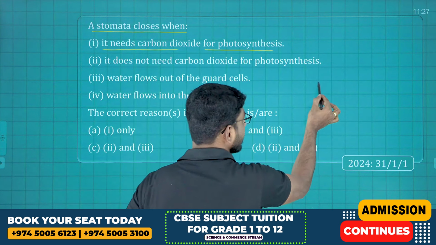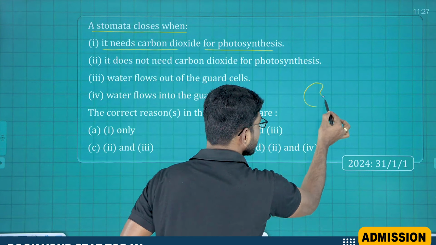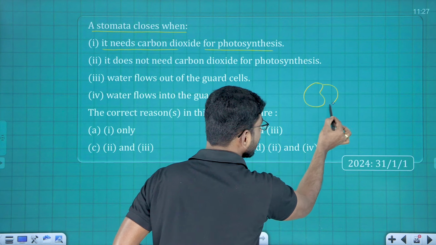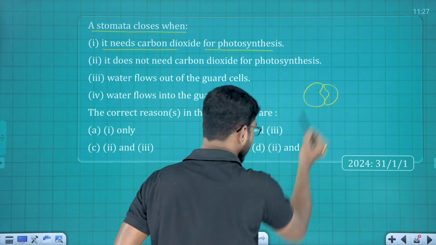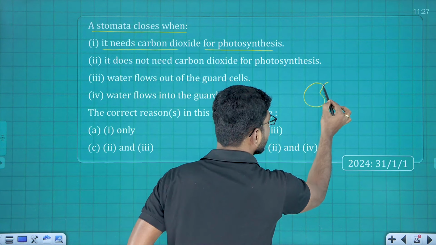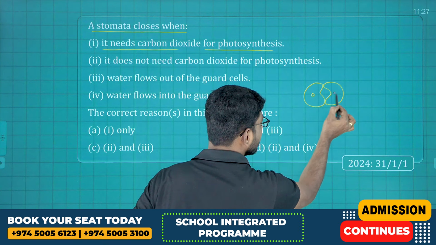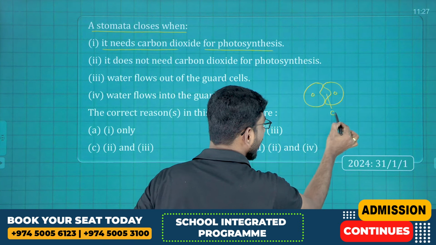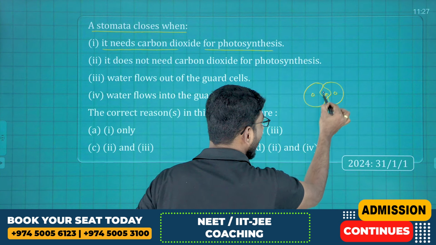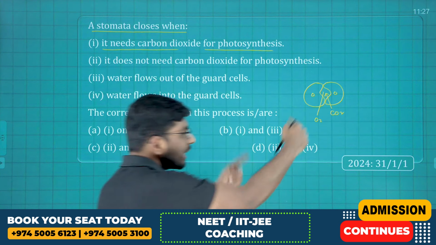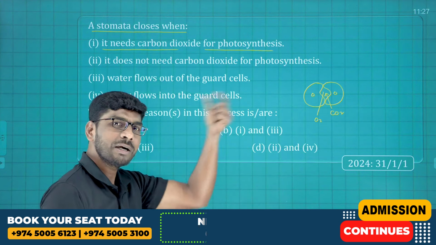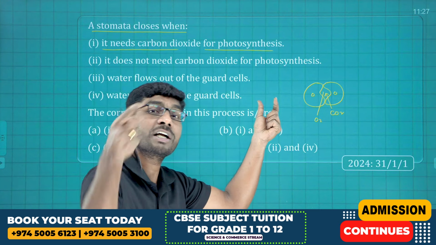So if I take this as the guard cell, look here, this is the guard cell, and between the guard cells the small tiny opening is called what? Tell me, the stomatal opening or stomatal pore. Look here, the bean shape or kidney shape is the guard cell. This is the stomata. Through stomata, carbon dioxide goes in and oxygen goes out. This is called exchanging of gases. But they are asking when will stomata close?